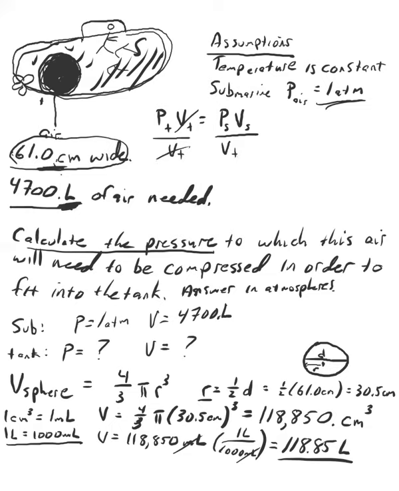So what do we have? We have pressure of the tank is equal to P of the submarine times V of the submarine divided by V of the tank. Okay, so P of the submarine is 1 atmosphere, right? The V of the submarine is big, right? 4,700 liters.